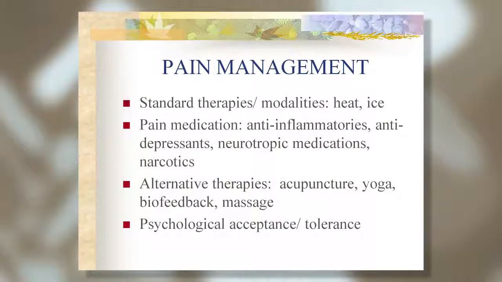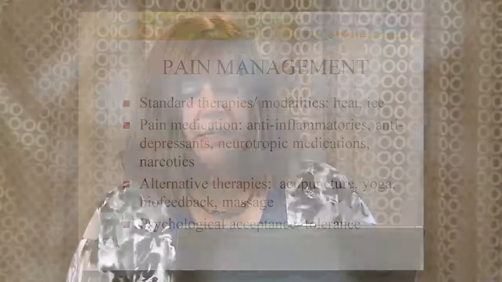Pain management, as I stated, includes standard therapies and modalities. Heat and ice are always available, and heat can be a polio survivor's best friend. The pain medications, I spoke about the anti-inflammatories for the acute inflammatory conditions, but for more chronic pain or more neurogenic pain, we use antidepressants and neurotropic medications. A lot of these are the newer categories of antidepressants, the SSRIs, the SNRIs, as well as the anti-seizure medications.